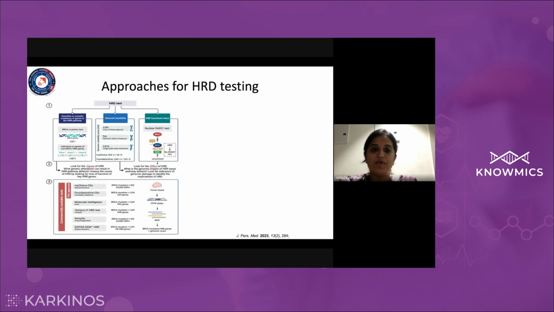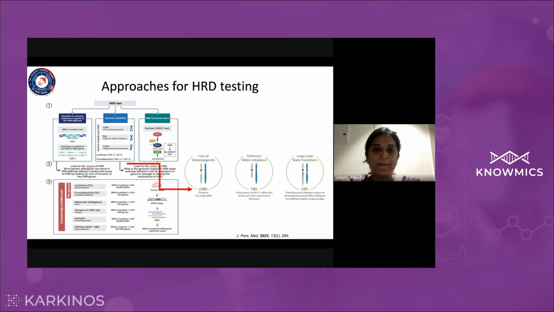So what are the approaches? Either you go by the NGS way, or one can go by SNP arrays or methylation. There are multiple approaches. Next, please.